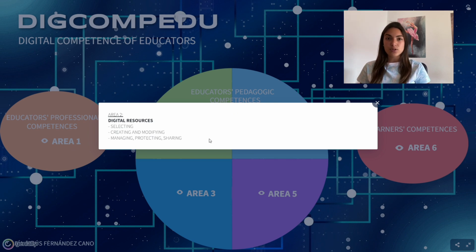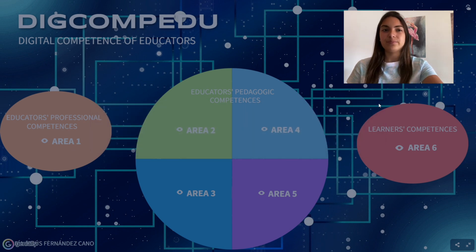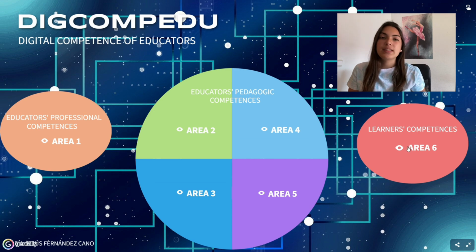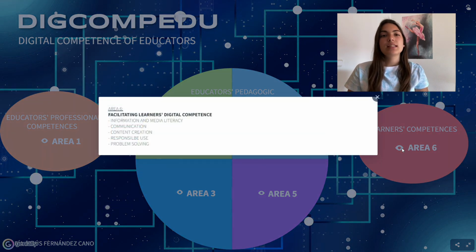Something that I learned on this course and is practical for this part is to know how to create new digital educational resources, as you need to modify or edit existing digital resources, or as I said, creating new ones right from the start. And finally, in learner's competence, Area 6, facilitating learner digital competence.